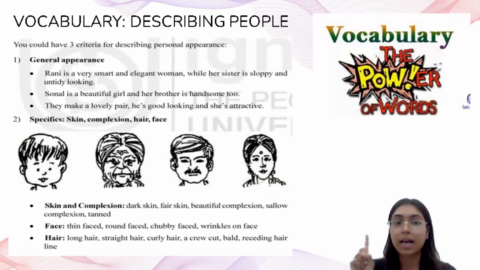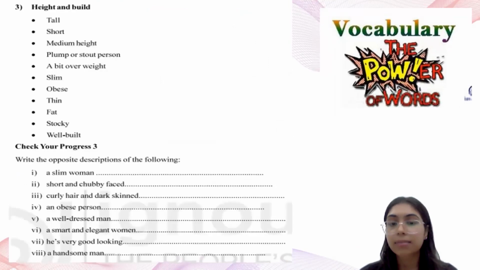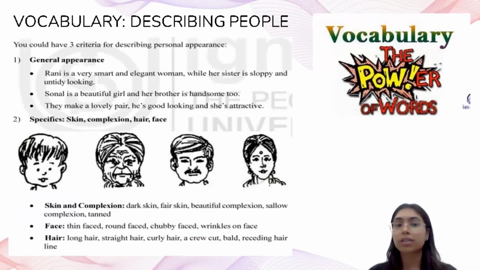Okay. Personal appearance. पहला general appearances. Second specific skin, complexion or hair you talk about. So this is how you particularly talk about it. And the third criteria is about height and width. So let's just deeply analyze what is general appearance.